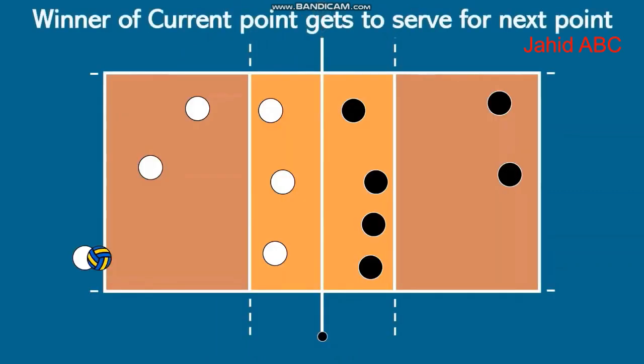The winner of the current point gets to serve for the next point. So if the white team is serving and they win the point, then they serve for the next point. They win the point, they serve for the next point. They keep on serving as long as they keep on winning the point. Once they lose the point, then the serve goes to the black team. And then they would serve until they lose a point. They'll keep on serving while they are winning a point. Once they lose a point, the serve goes back to the white team.